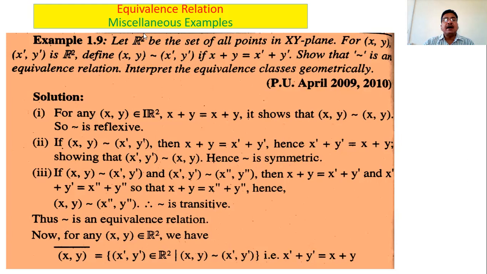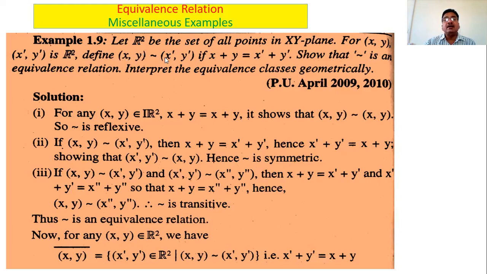Take a particular element of R square, suppose (1, 2) as an element of R2, and another element, suppose (1, 1). If we take these two elements of R2, are they related under this relation? The answer is no, because for (1, 2), 1 plus 2 is 3, and for (1, 1) the addition is 2. So 3 is not equal to 2, and therefore (1, 2) is not related to (1, 1).